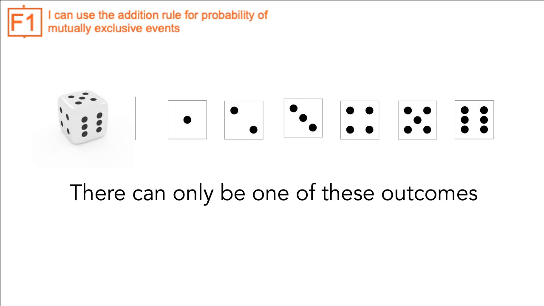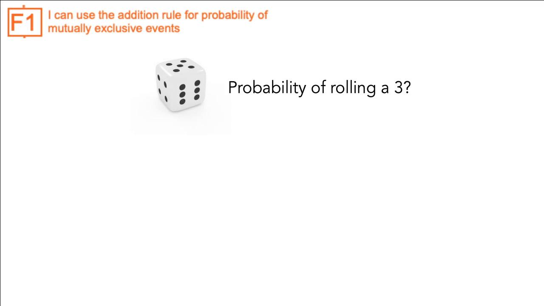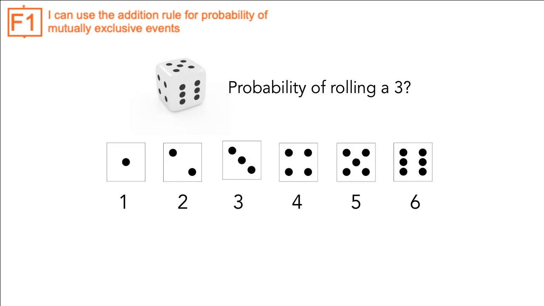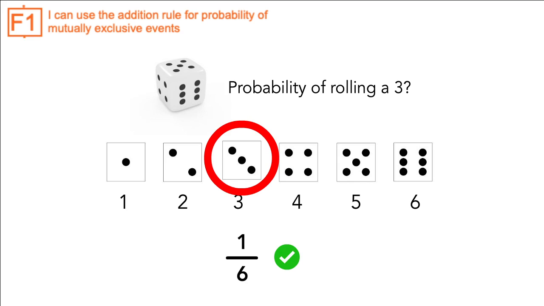A quick recap question. What is the probability of rolling a 3 on a fair six-sided dice? On a fair six-sided dice, there are 6 possible outcomes. Out of these 6 outcomes, there is only one 3 face on the dice. Therefore, the probability of rolling a 3 is 1 out of 6, or 1/6.